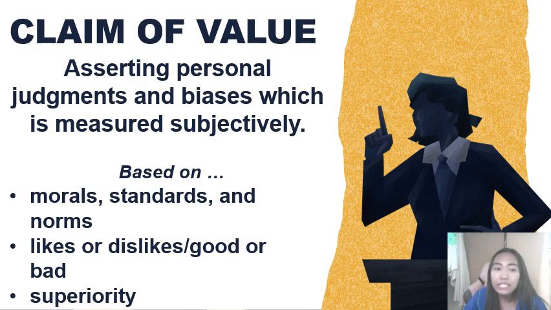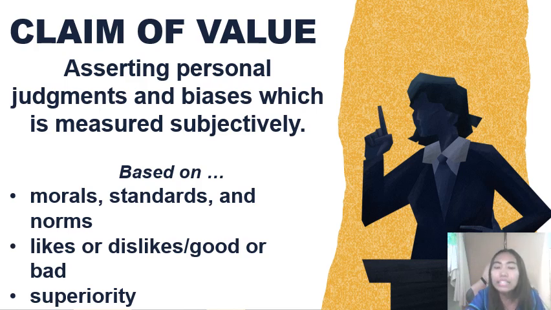And lastly, claim of value is based on superiority. When we say superiority, there is one thing or one idea that is better than the other. So, we are comparing things. For example, dogs are more lovable pets than cats. Some of you might agree with me that dogs are more lovable than cats, and some are not agreeing with me. Okay, we are clear with the claim of value.